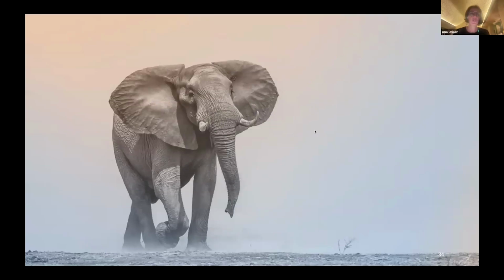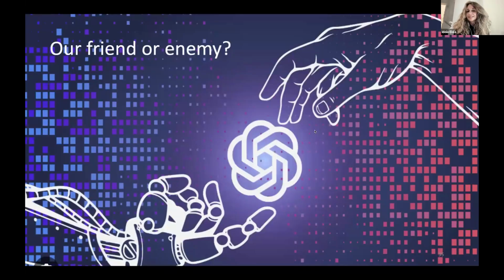And of course, today we cannot talk about second or heritage language writing and feedback if we don't talk about the big elephant in the room. So this elephant is obviously artificial intelligence, and whether it's a friend or an enemy. So let's have a look at that.